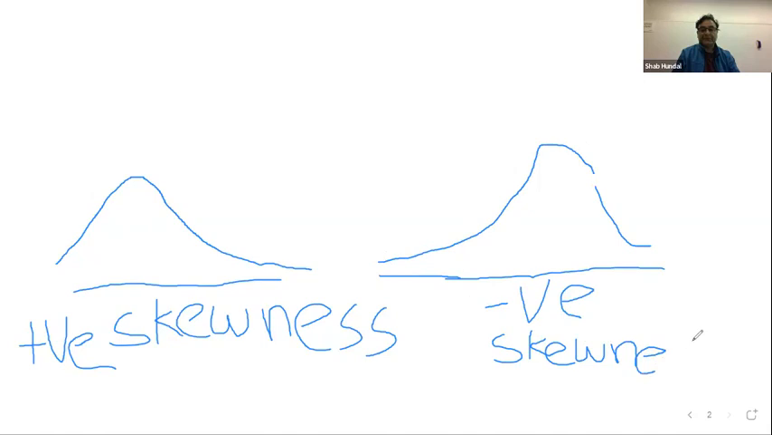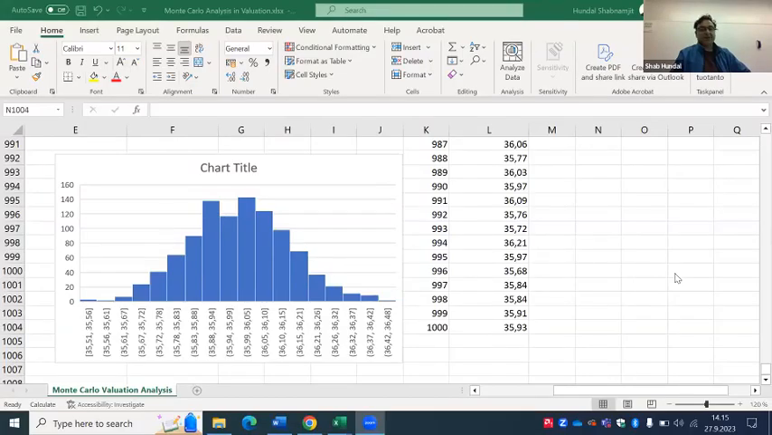Negatively skewed. Does it make sense? Now tell me something. Now keep these images in your mind. When you see this data, does it look like normal distribution, positively skewed or negatively skewed?